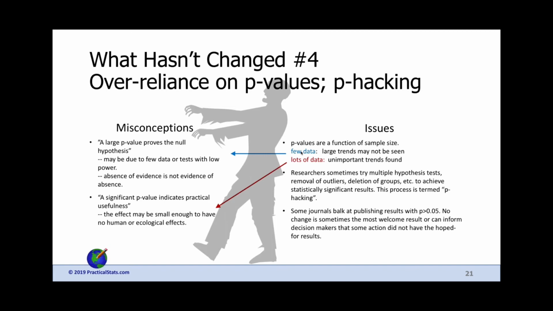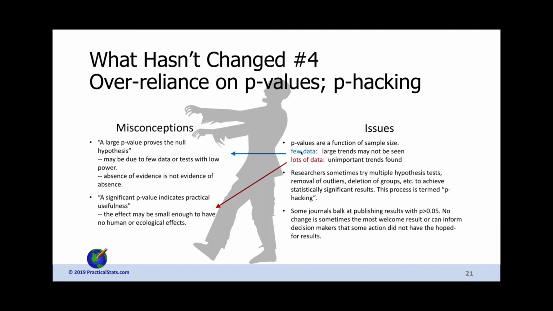This is the fourth change. And the p-hacking is something that people do. The term's relatively new, but people have been doing it for a long time, and that hasn't changed. So one of the main issues is that p-values are a function of sample size. And if you don't have much data, you won't see things just because you don't have much evidence.